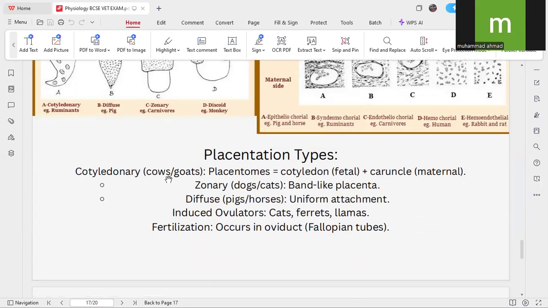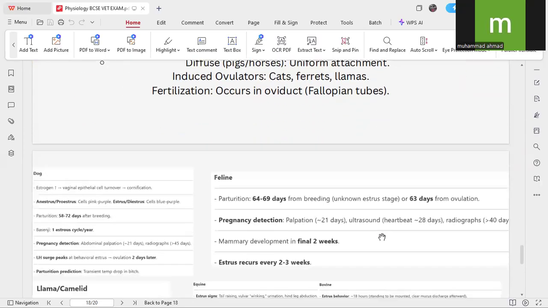So cotyledonary: cow, goat. Placentomes involve the cotyledon and the caruncle. Cotyledons are toward the fetal side and caruncle toward the maternal side. Zonary: dog and cat, band-like placenta. Diffuse: pigs and horses, uniform attachment. Induced ovulators: cat, ferrets, and llamas. And fertilization occurs in the oviduct, the fallopian tube.